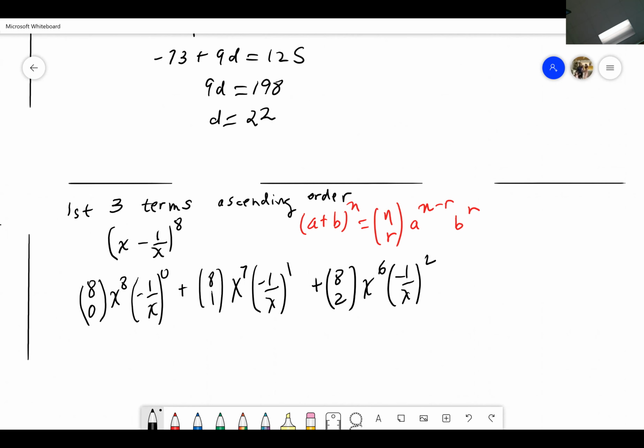So this is 1 times x to the 8th. And then this is just going to be 1. This is 8, x to the 7th. And this is just negative 1 divided by x. And this is 8, 2.